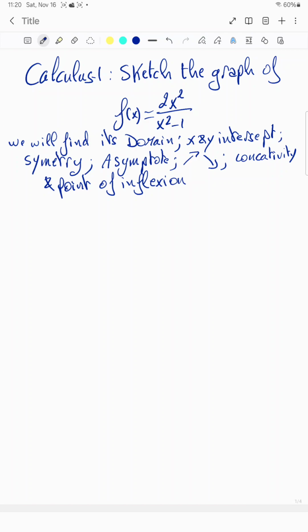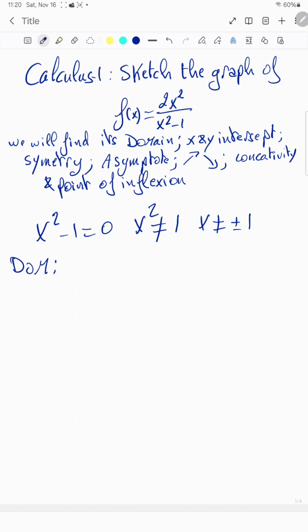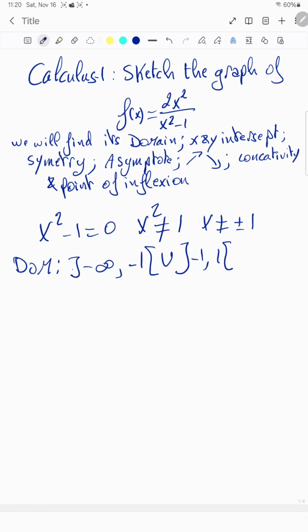I know this function is discontinuous when the denominator is equal to 0. That means when x squared minus 1 is equal to 0. So x squared should be different than 1. So x should be different than plus or minus the square root of 1, which is 1. So my domain is from minus infinity to minus 1, union minus 1 to plus 1 excluded, union 1 to plus infinity. So it is only discontinuous at minus 1 and 1.